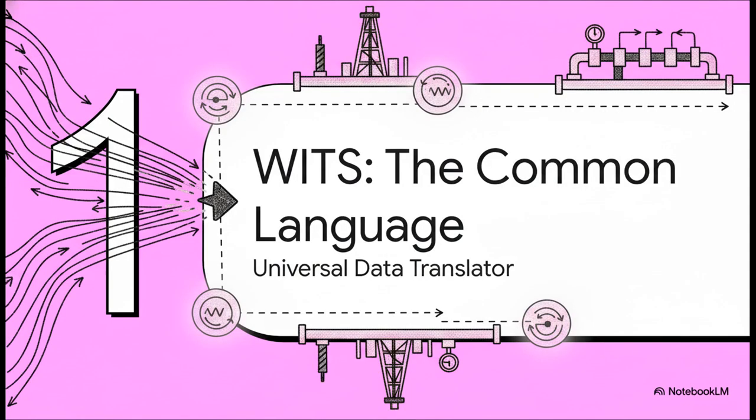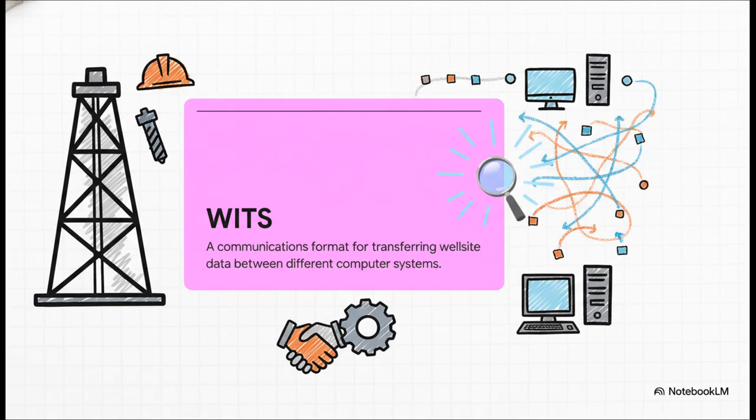So the solution came way back in the 1980s. It was this simple, really elegant standard that's still a huge deal today. It's called WITS. And you can think of it as a universal translator for all this crucial well site data. Now, WITS stands for Well Site Information Transfer Specification.